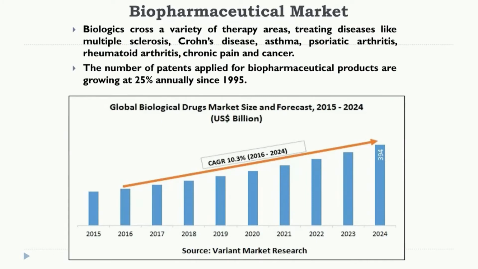If you talk about the biopharmaceutical market, the biological drug market size is increasing year by year. If we forecast from 2024, we are forecasting a biological market size of $394 billion US dollars. It crosses a variety of therapy areas, treating diseases such as multiple sclerosis, Crohn's disease, asthma, psoriatic arthritis, cancers, and the multiple diseases which our vaccine products are covering. The number of patents applied for biological products is growing 25% annually.